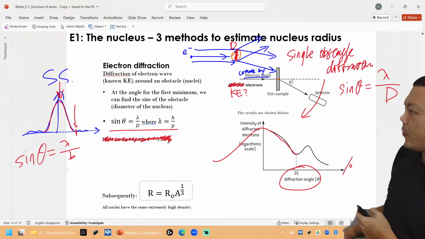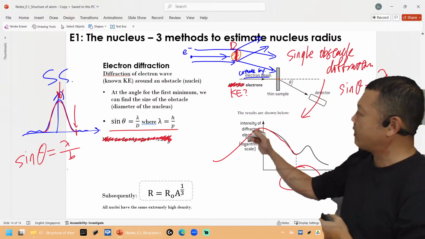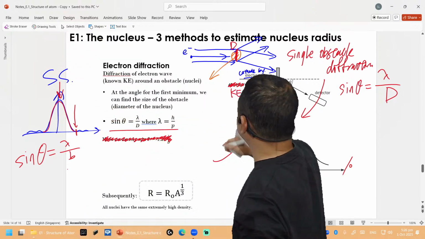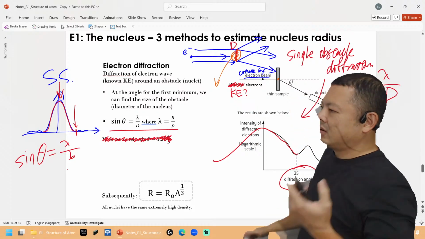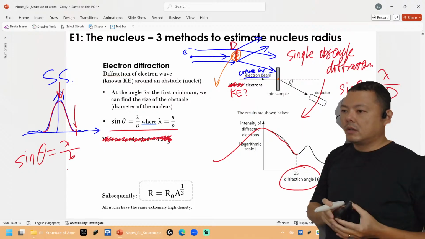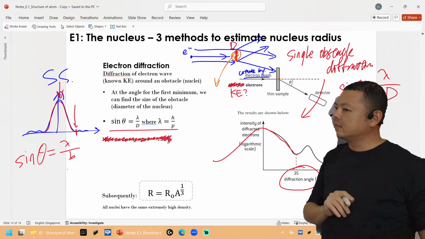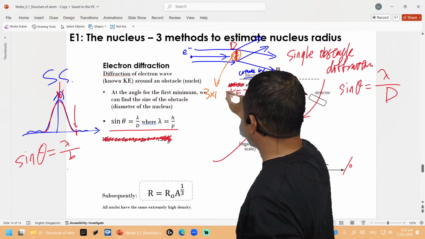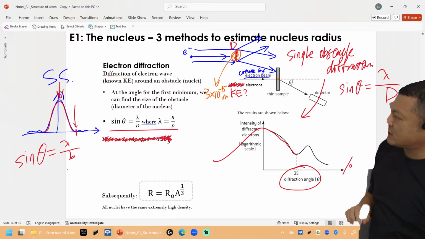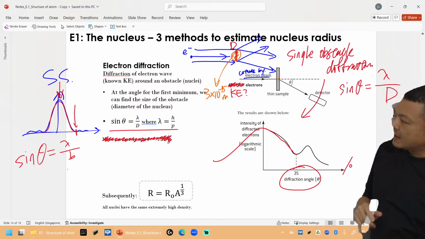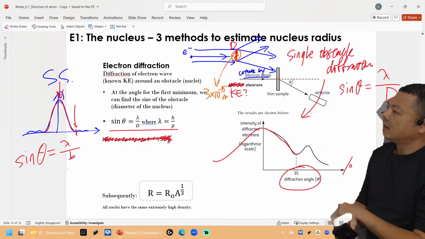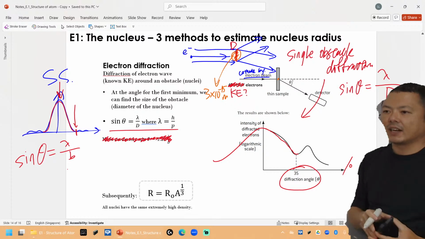I think what we're going to do now is work it the other way around. Give me an approximate size of a nucleus. What's a reasonable size? Just give me a value. 3 times 10 to the power minus 15. Good, that will be a good estimate. Given that the size of the nucleus is 3 times 10 to the power minus 15 meters, and the first minimum angle of this electron diffraction is 35 degrees, I want you to back calculate and find the KE of the electrons.